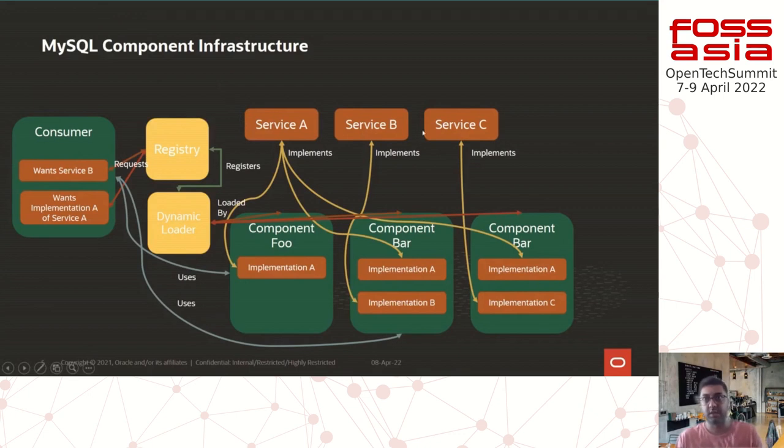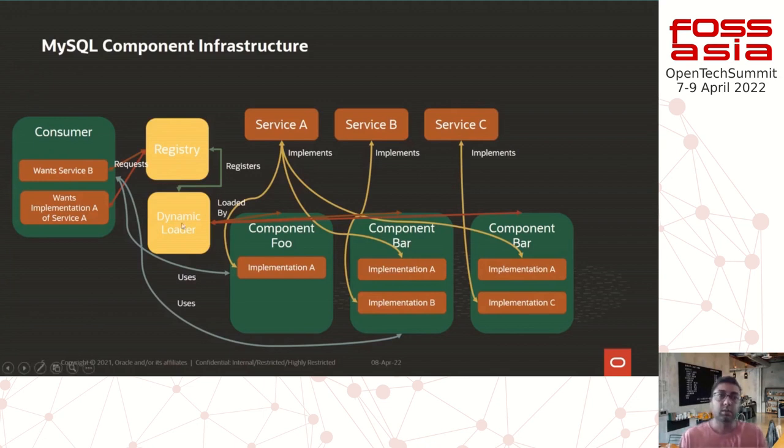You can define various services, and defining a service is as simple as defining a header file, nothing more. Once a service is defined, there can be multiple implementations of it. For example, in this diagram, service A has been implemented by component foo, component bar, and component, oh well, I made a typo, it should say component bars. So three different components can implement the same service, which means that, if you have a functionality for, let's say, password validation, different customers or developers can write their own way of doing password validation and provide the functionality on their own. Now, all these components are loaded by something called the dynamic loader. It basically allows a shared library to load its code and attach itself to the MySQL server.